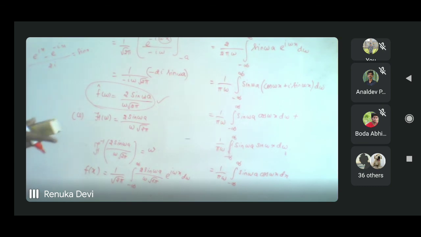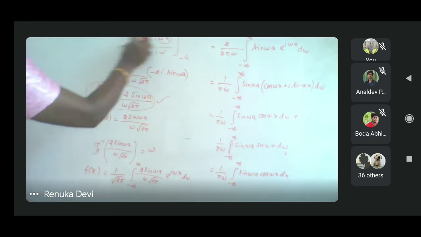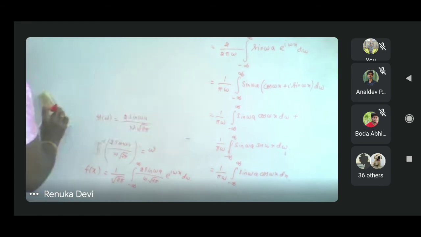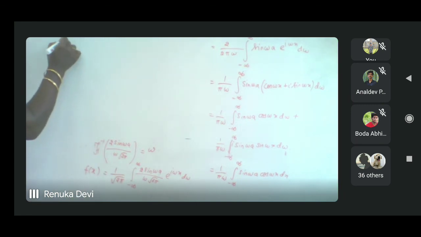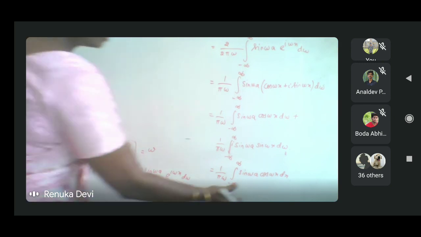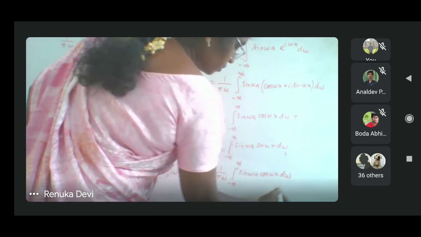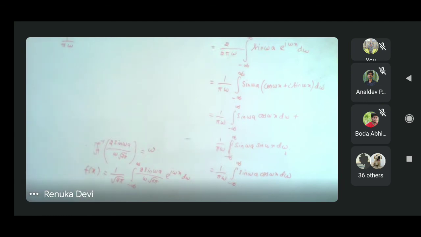How will you write this again? This is equal to 1 by pi. This is not x, this is W. Shall I write this as twice the integral from 0 to infinity?